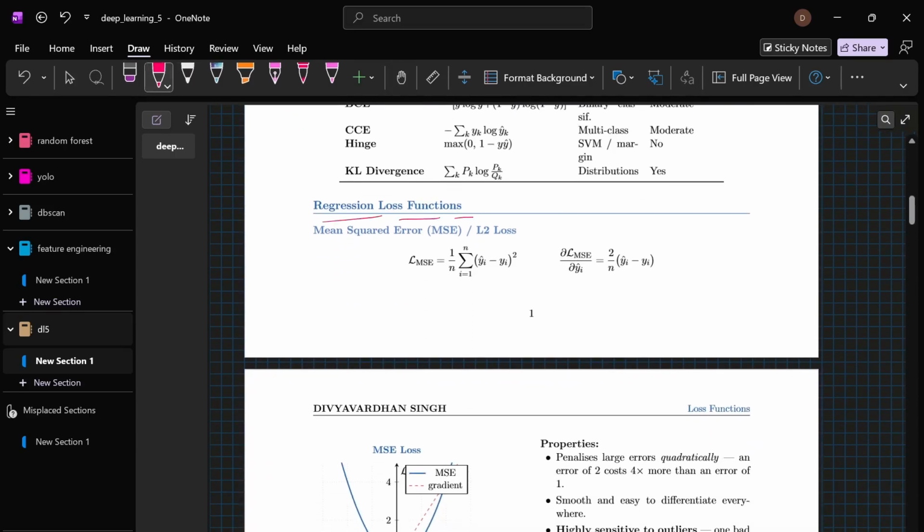Okay, so now let's talk about the regression loss functions, starting with the MSE, mean squared error. It is probably the most commonly used loss function. The formula is simple. You take the difference between your prediction and the true values, square it, and average it across all the samples.